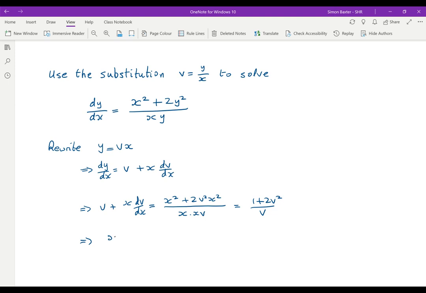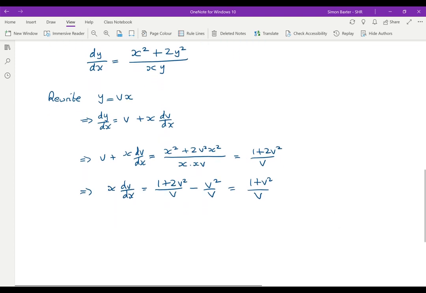Subtract v from each side. 1 plus 2v squared divided by v. Subtract v. Well, if I subtract v, that is v squared over v. And that gives me 1 plus v squared divided by v. Now we have a nice simple equation where we can separate the variables. This will give us v divided by 1 plus v squared, dv is 1 over x dx.